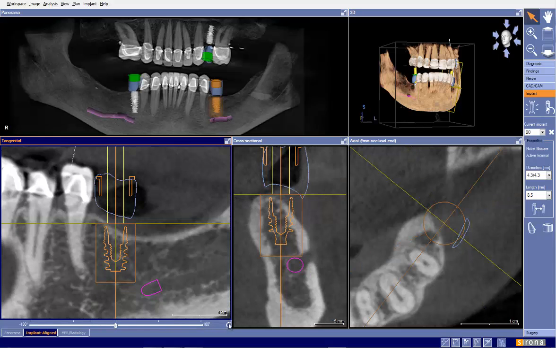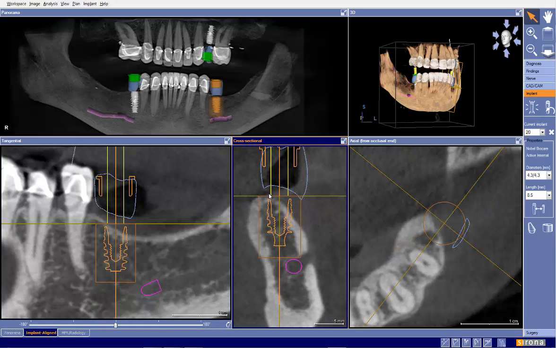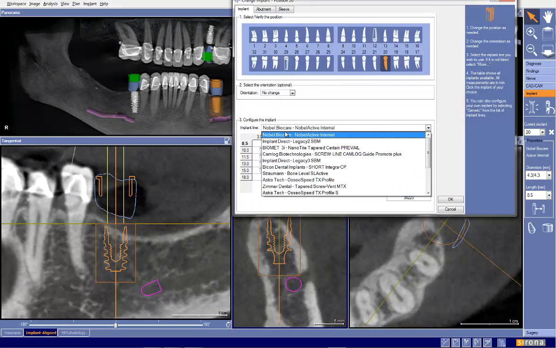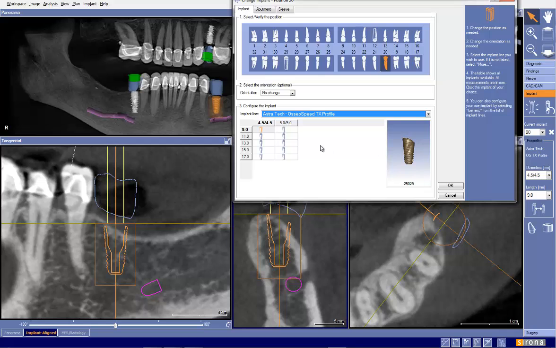Now, the next question is how do we graft this area? And do we have to graft it? And we do. An alternative in this particular case would be to maybe consider the Astra Profile implant.